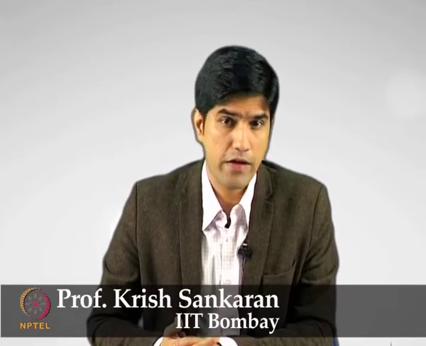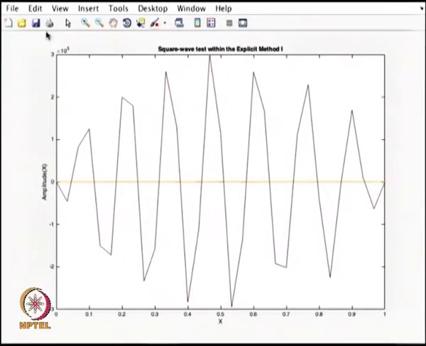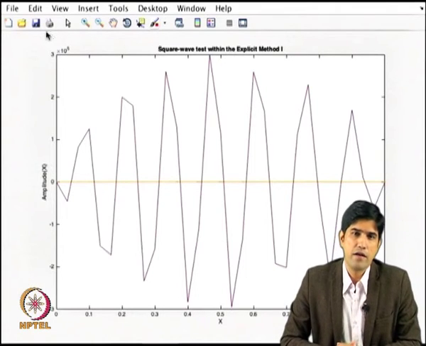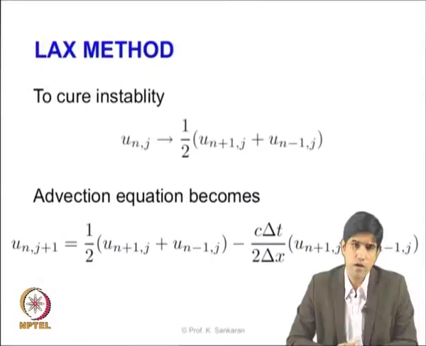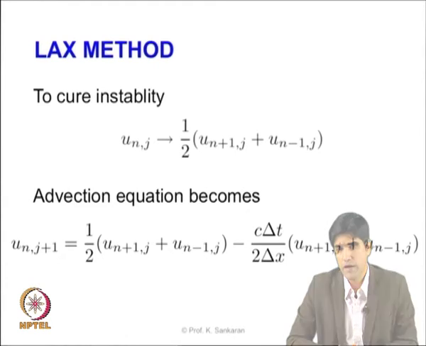We looked into the forward in time centered in space scheme for solving the advection equation, and we saw some of the inherent limitations of using such schemes for practical problems, where we quickly run into instability and our time stepping should be very small, and this puts a lot of stress on computational requirements. So we said we will talk about a cure for such instability issues using the Lax method, and that's what we are going to look into in this particular exercise.